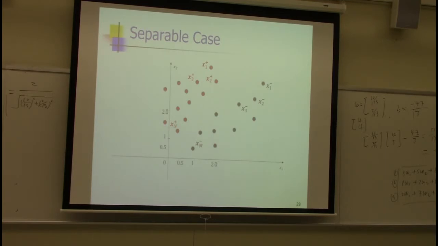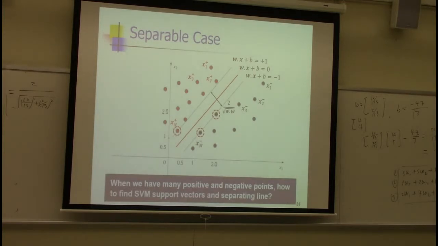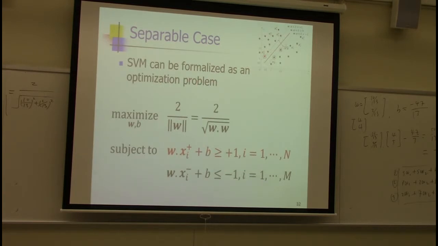So that's why this is the separating line, and we have 3 support vectors. The question is, how can we figure out the best W and the best B? Right? So we need an optimization tool that can help us find W and B automatically. So this is a mathematical formulation.